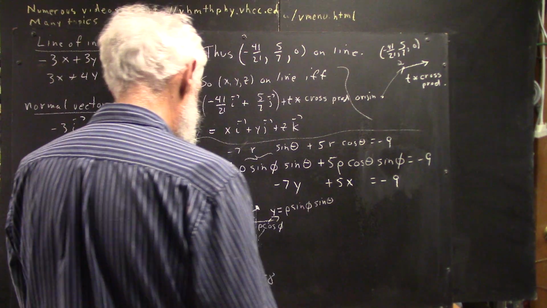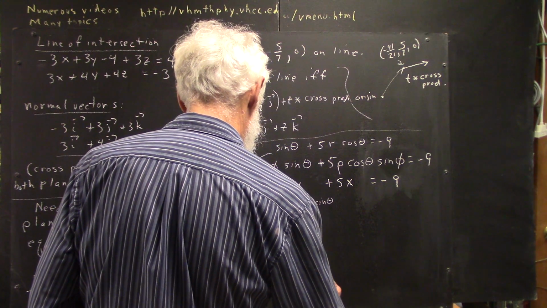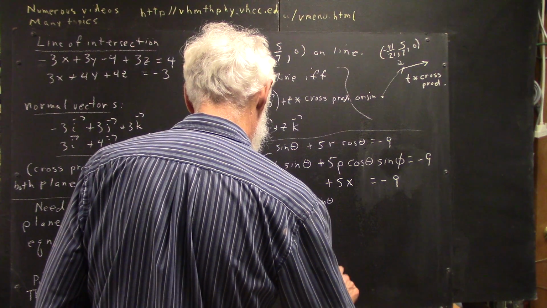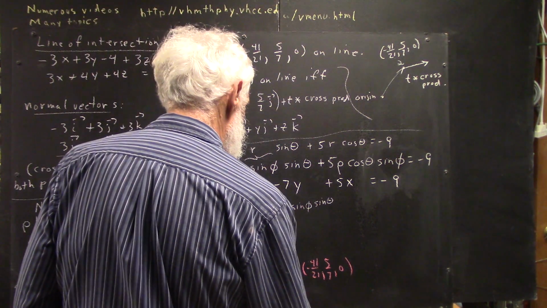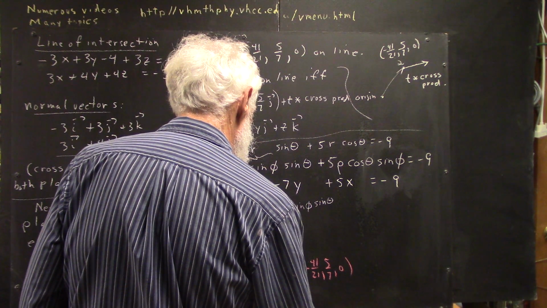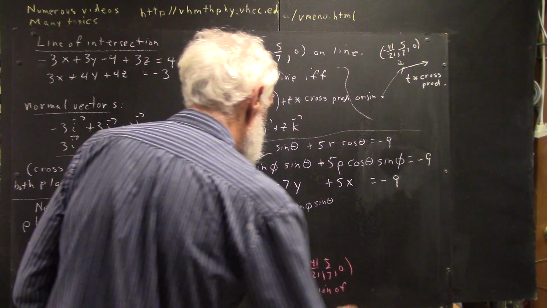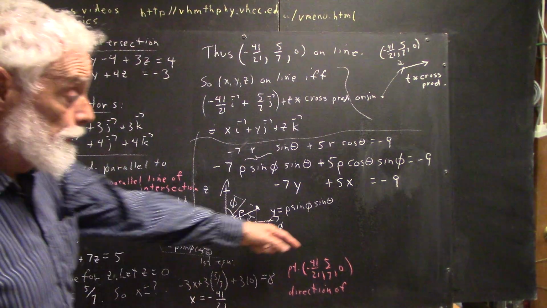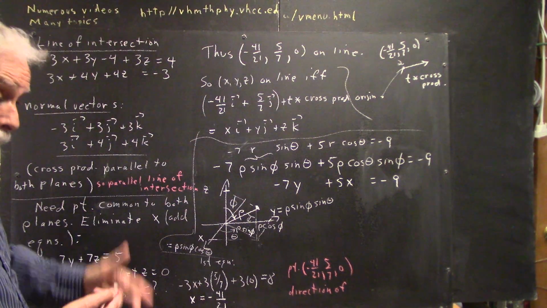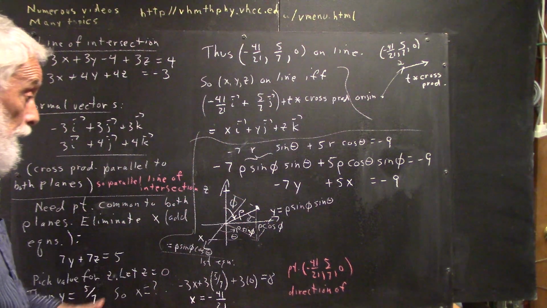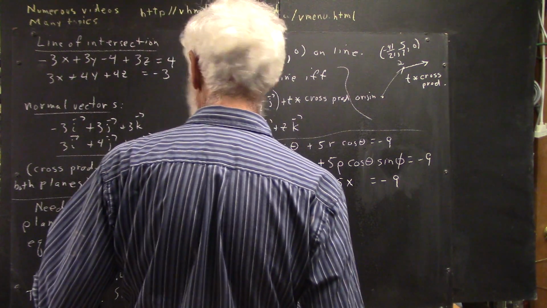So we have the point and the vector, the direction of our line of intersection. Because this is a point of intersection, it's somewhere on our line of intersection, since the intersection does form a line. The direction of the line is the direction of the cross product.